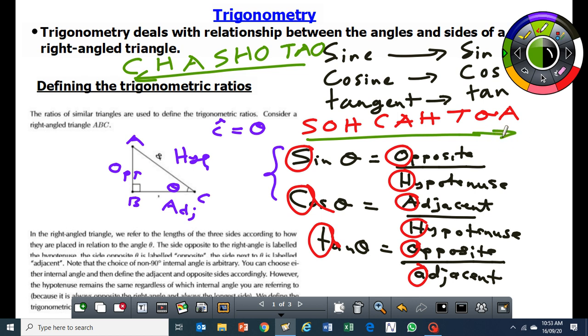Now you can choose which one you prefer: Soh Cah Toa, which is the most common one used, or Chao Sho Tao, to help you remember the three trigonometric ratios. The formulae are not given in examinations or tests, so you have to memorize the three trig ratios. Yes, the three trigonometric ratios. And I'll send you the PDF of this later.